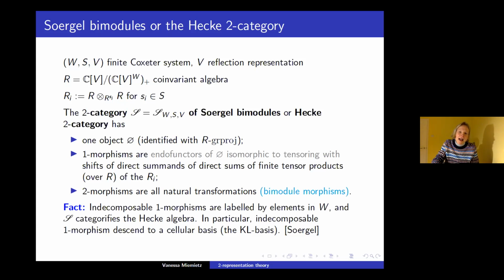Now the categorification theorem is that indecomposable 1-morphisms are labeled by W, and this really categorifies the Hecke algebra. There's this tensor product of bimodules. If you look at the split Grothendieck group, it induces the Hecke algebra multiplication, and the indecomposable 1-morphisms in this decategorification correspond precisely to the Kazhdan-Lusztig basis elements. Okay, so that is now about Soergel bimodules.